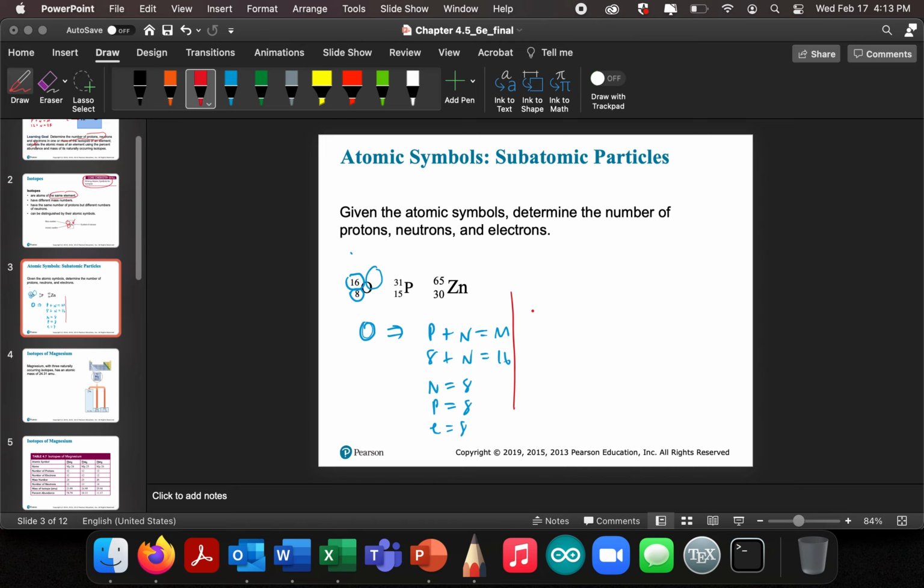So what about phosphorus? We know that protons plus neutrons is equal to the mass number, and the number of protons in phosphorus is 15 because it's given to us there. 15 plus the number of neutrons is equal to the mass number, which is 31. So the number of neutrons is equal to 16, the number of protons is equal to 15, and the number of electrons is equal to 15 because there's no charge. All right, so let's do the last one here.